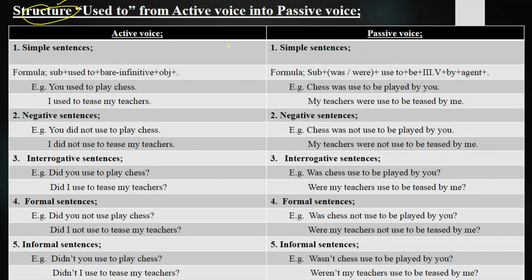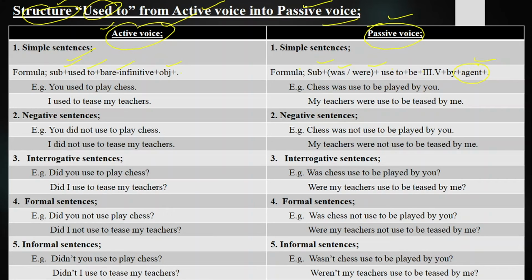Now see, the structure "used to" from active voice into passive voice. If it is a structure, then definitely you are going to change it. We don't have a lot of time to discuss what active voice and passive voice are. One thing: in active voice the subject does something, in passive voice the subject is affected, and then it is not called object, it is called agent. Now simple sentences, which make a simple statement. Formula: subject, used to, bare infinitive, object, full stop. In passive voice: subject, was and were, used to, be plus third form, by, agent, and full stop.